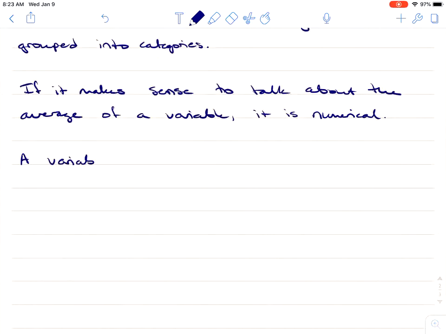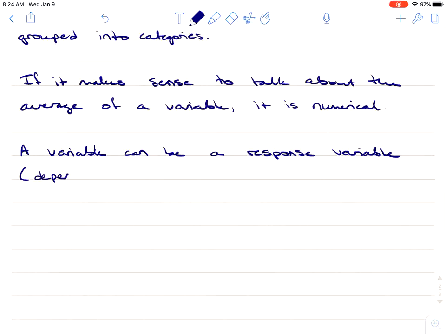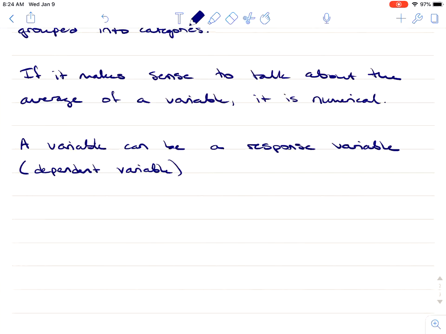A variable can be a response variable. Another term we could use is a dependent variable, depending on what field you're in, but I'll stick to response. I try to do my best to stick to one thing, introduce them in the beginning so that they ring a bell later on, and then I stick to one thing. Or an explanatory variable, which is sometimes called the independent variable.